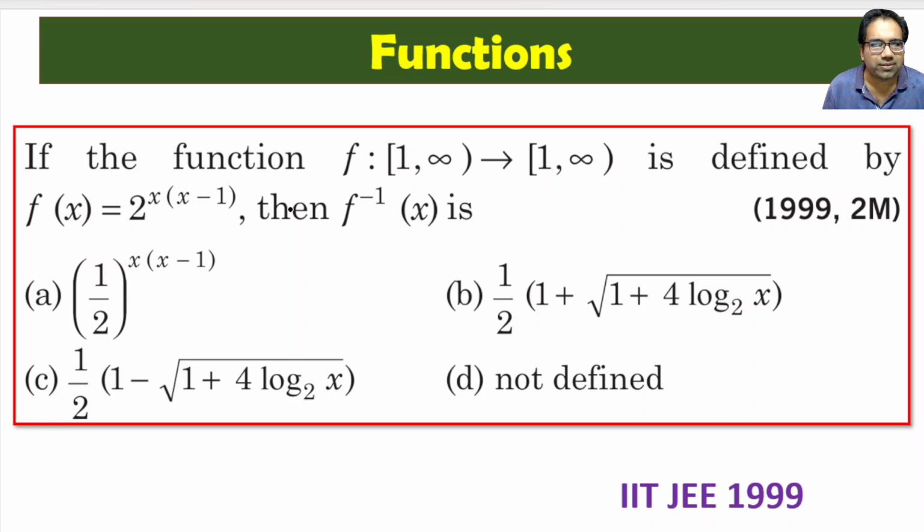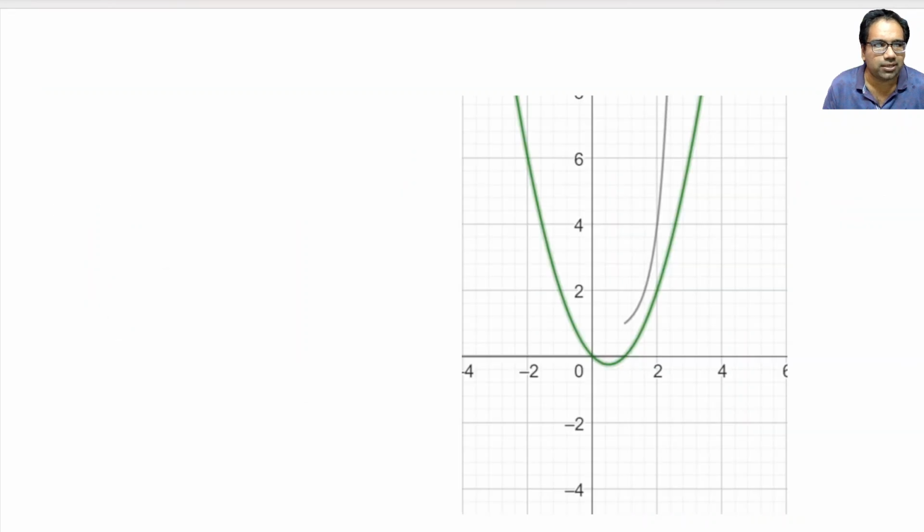We equate this to some y and we express x in terms of y. That is how we calculate f inverse. Let's see how we can do this. 2^(x(x−1)) should be equal to y. Let us take log base 2 on both sides.